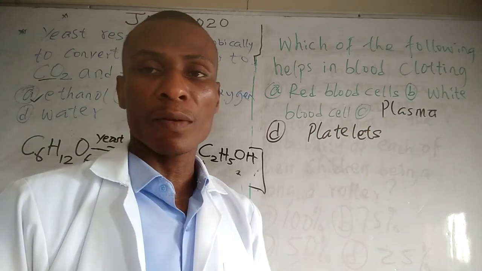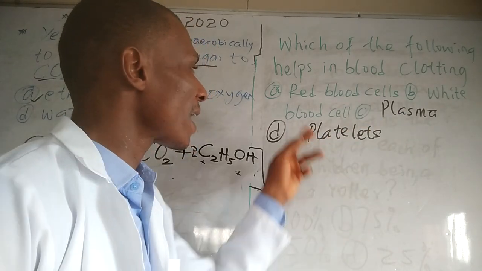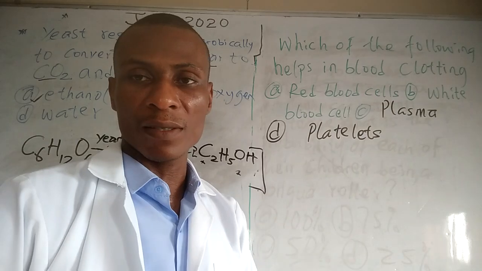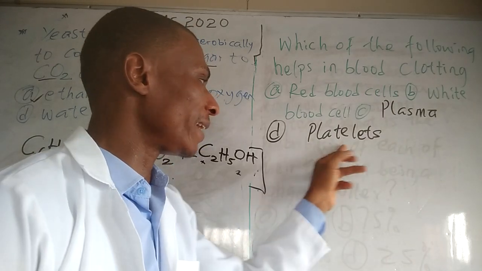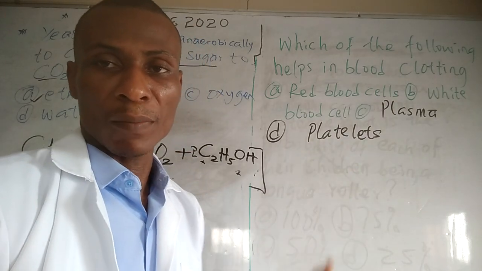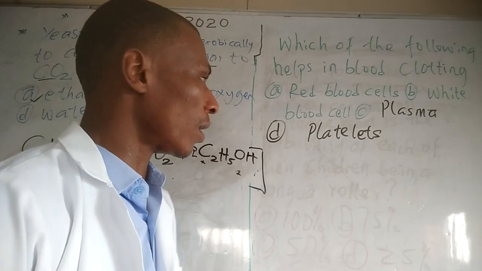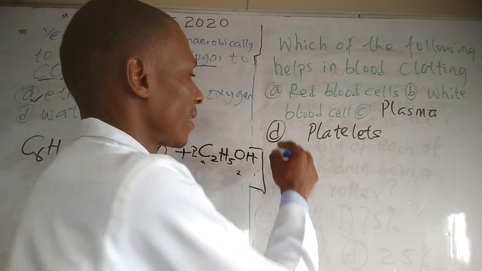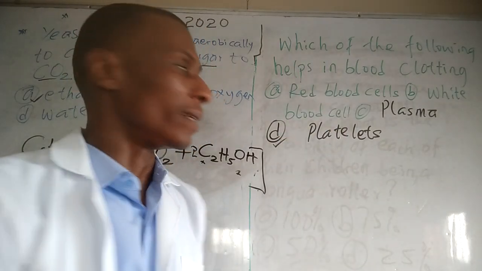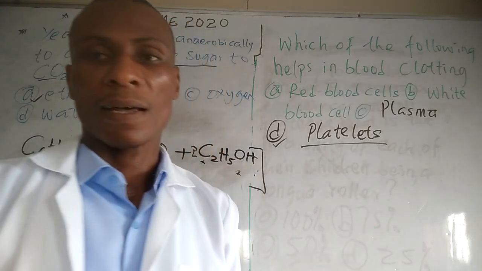The plasma is the liquid component of the blood, which every other component of the blood is submerged in. While the platelets here is the component of the blood that enhances what? Blood clotting. So the correct answer is what? The platelet. Platelet is the correct answer.